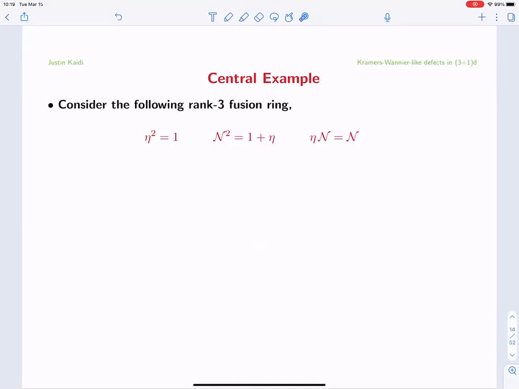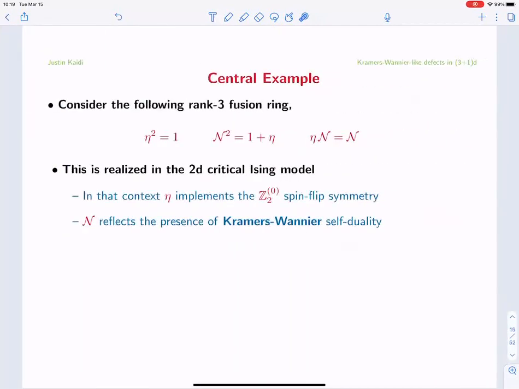Now this simple fusion ring is very nice because it's realized in one of our favorite concrete physical systems, which is the 2D critical Ising model. In that context, the eta defect here, which is a Z2 defect, implements the Z2 spin flip symmetry of the Ising model. If I think about realizing the Ising model as a lattice model with spins at each site, then the Hamiltonian only depends on the relative spin differences. And so if I flip every spin, then that doesn't really do anything. So there's a Z2 symmetry, and eta is the generator of that Z2 symmetry.